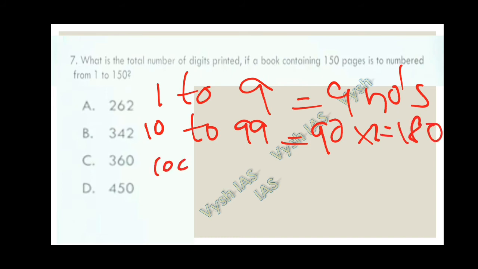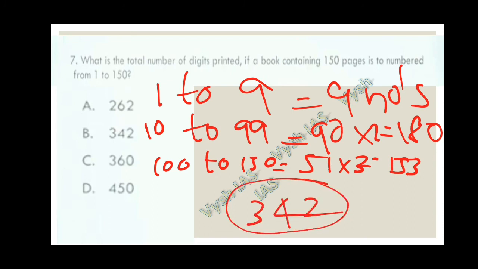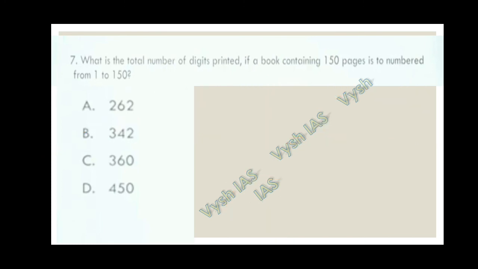From 100 to 150, there are 51 numbers. So 51 into 3 digits, that is 153. So the resultant is 180 plus 9 plus 153, that is 342. Okay, 342 digits are to be printed. So 342, option B is correct.